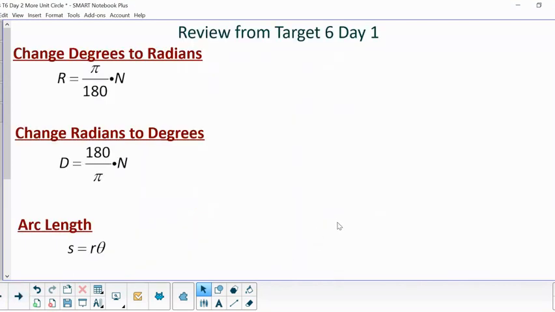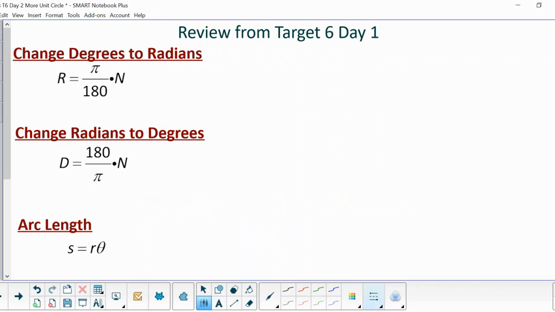So in yesterday's video, you learned how to change from degrees to radians and how to change from radians to degrees, and also how to find arc length. So we're just going to do a quick recap of that.